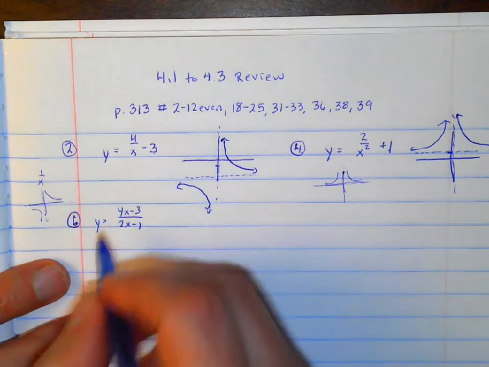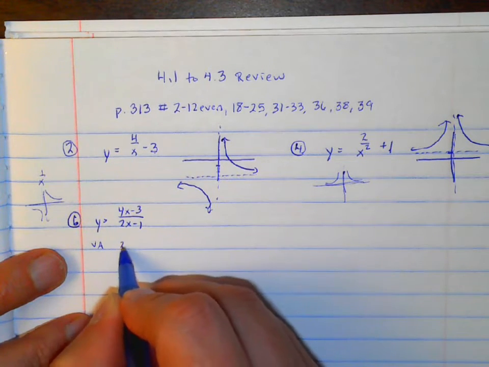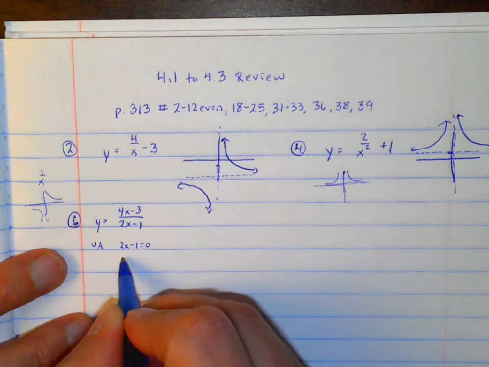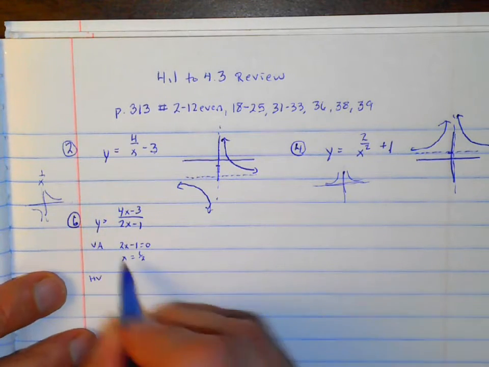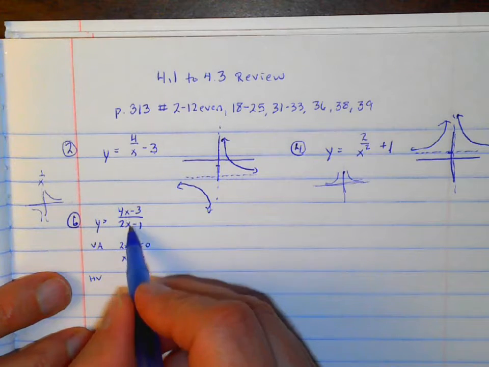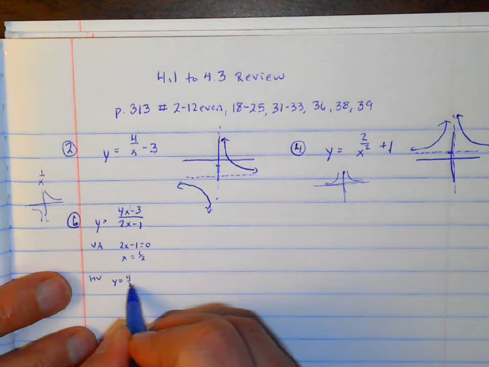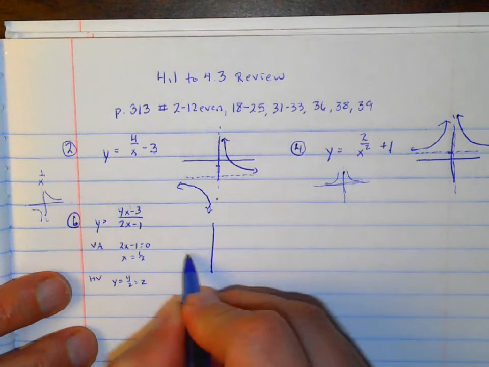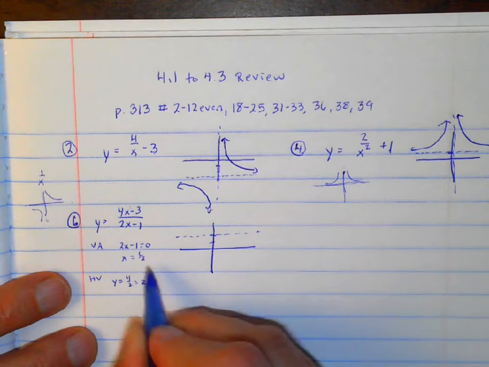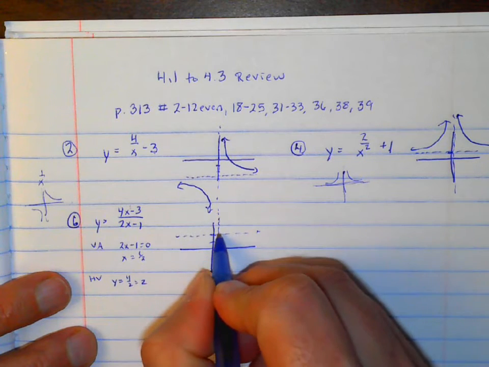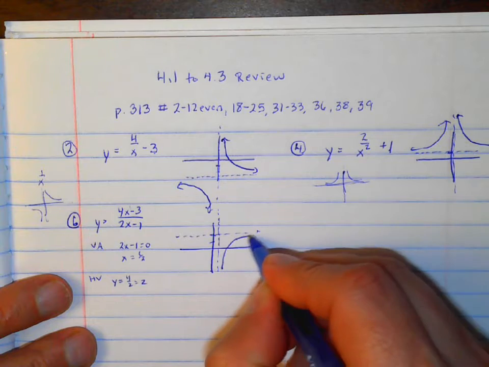Okay, number 6, we're going to find all the asymptotes to graph this. So our vertical asymptote, remember you set this 2x minus 1 equal to 0. So add your 1 and divide by 2, you get 1/2. The horizontal asymptote, remember if they're equal degrees, they're both degree 1, it's going to be that y is equal to 4 over 2, which is 2. So our graph is going to have a horizontal at 2 and a vertical at 1/2. Okay, so our graph then looks like this.